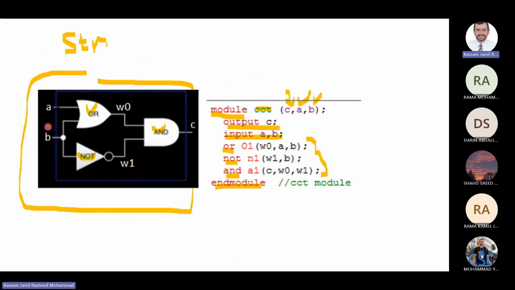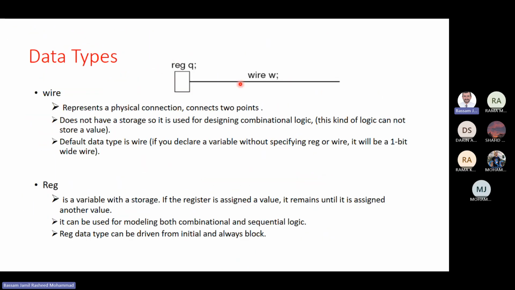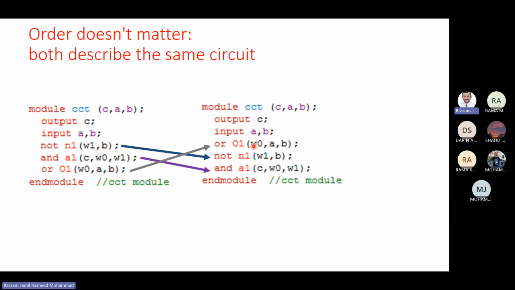Let's make the distinction between a reg and a wire. A wire represents a physical connection between two points. It does not implement storage; it doesn't have storage. While the register does have storage, it's a variable with storage. For example, if I want to implement flip-flops, I should define the variable as a register. Wires are just used for connectivity without any storage. Wire is the default data type. For example, here we did not define W1 and W0, so the default will be the wire data type.